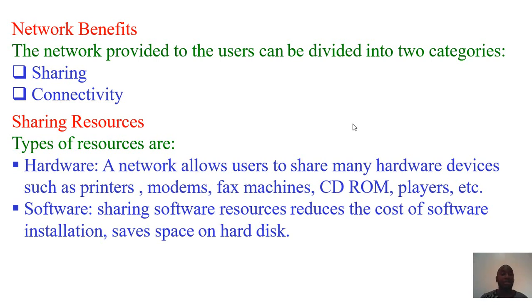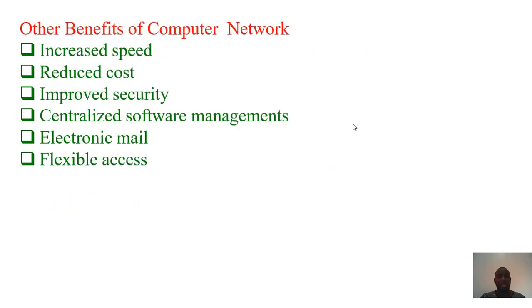Another sharing resource is software. Sharing software reduces the cost of installing and saves space. And that comes with an example with the Office 360 where you share network resources. Let's move on. Other benefits of computer network: it's increased speed, cost, improved security, centralized software management, electronic mail, flexible access, etc.